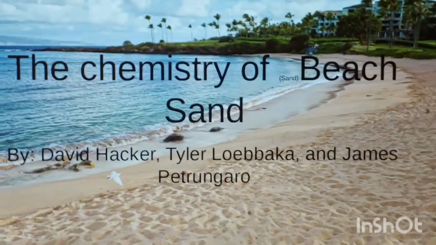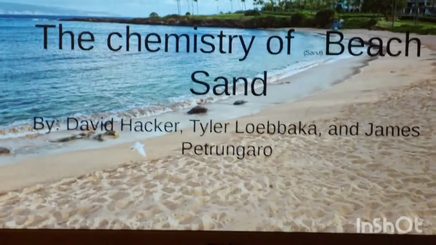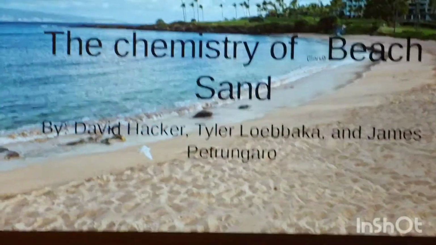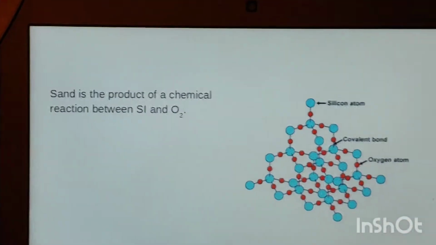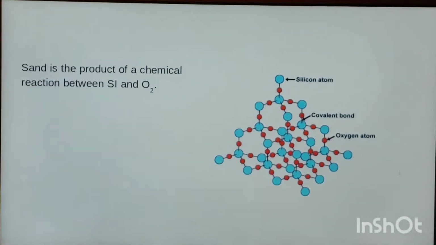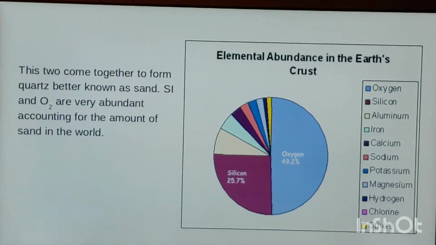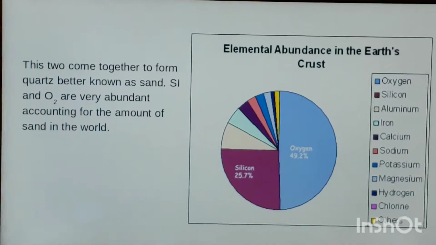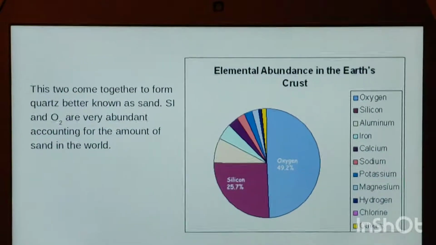Hi, Dr. Adam here. Now, we're going to go further in depth in the chemistry of beach sand together with my assistants, Dr. Covalent and Professor Ionic. Sand is the product of chemical reaction between silicon and oxygen. The two come together to form quartz, better known as sand. Silicon and oxygen are very abundant, accounting for the amount of sand in the world.